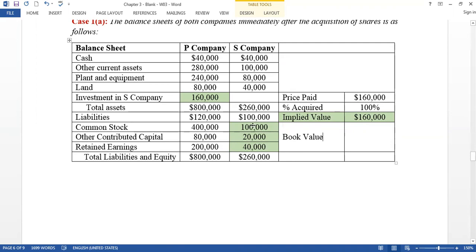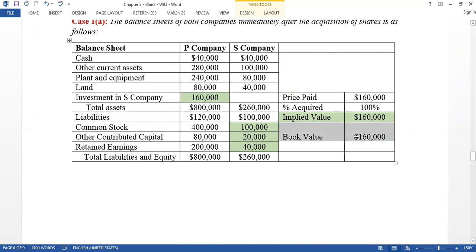Book value is the common stock, other contributed capital, and retained earnings. So if your question doesn't have these three, how to calculate the book value? Very good, yes. Asset minus liability is the book value, right? We learned from chapter 2. Anyway, as this question gives the book value, 120 and 40, if we add these three together, book value is $160,000.